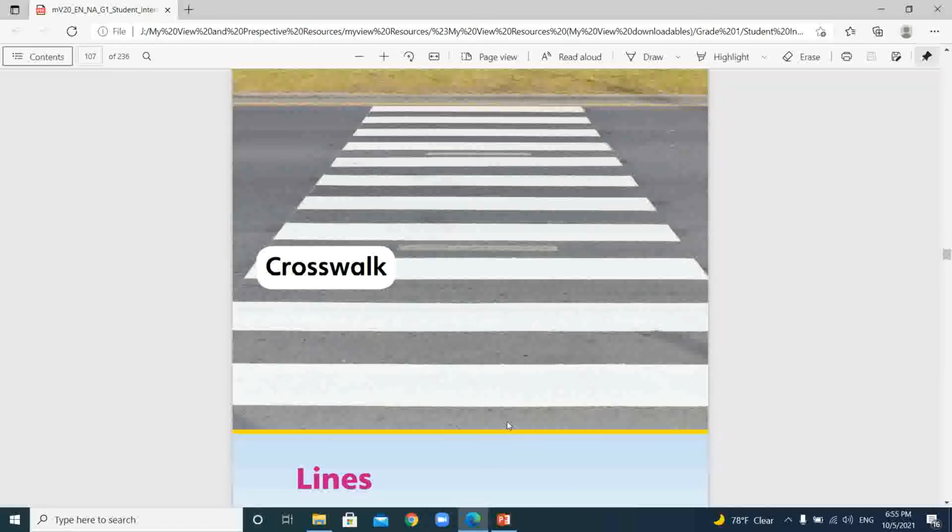Okay? I can go back and explain it after we read the story, okay? Just so you guys can refresh and try to remember. So this is a crosswalk. How do I know? I know from the label. This is a label. Okay?